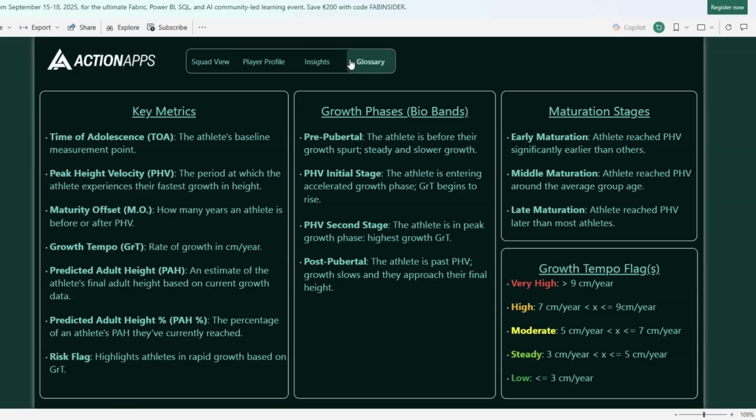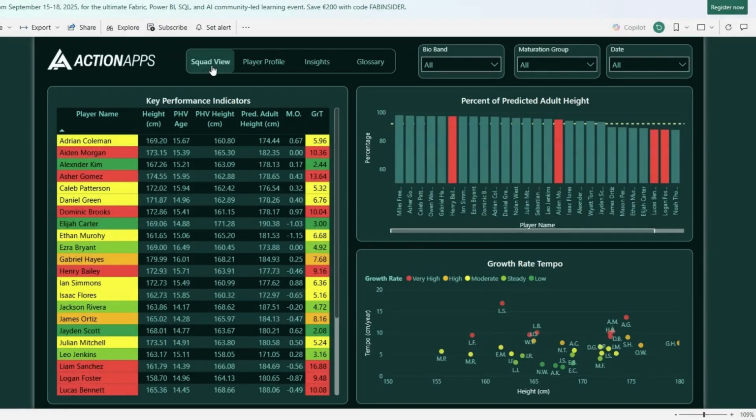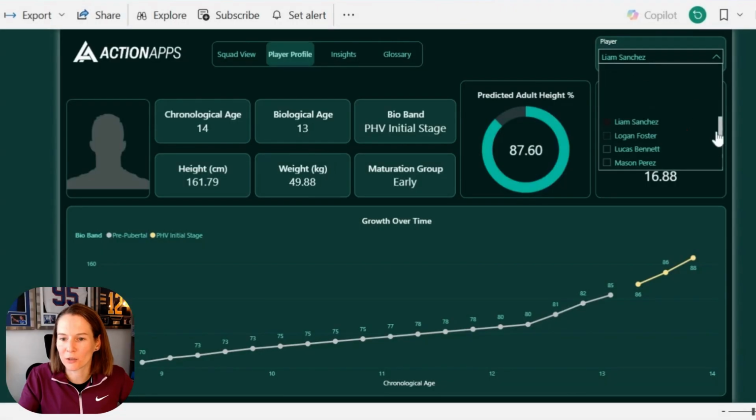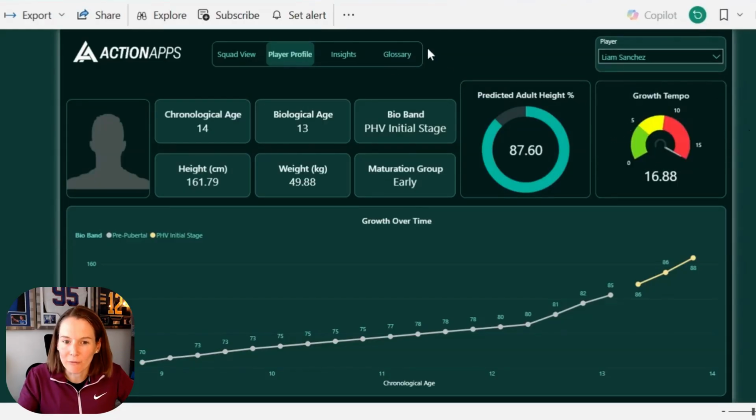For now, let's dive deeper into these dashboards. You can see we've got our squad here that we can select from. And with this individual, we've got that disparity displayed between chronological age and biological age. We're also looking at where they're at in terms of peak height velocity. So here they're entering that initial stage coming towards peak height velocity. And this individual is an earlier maturer.